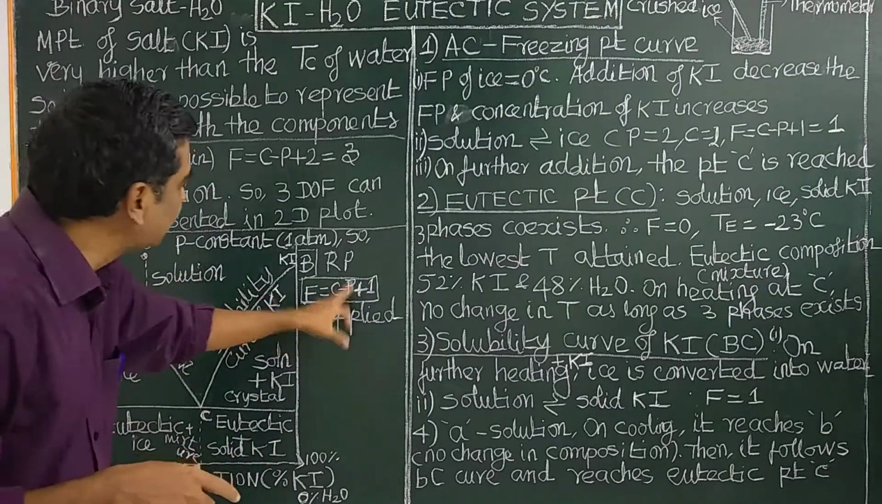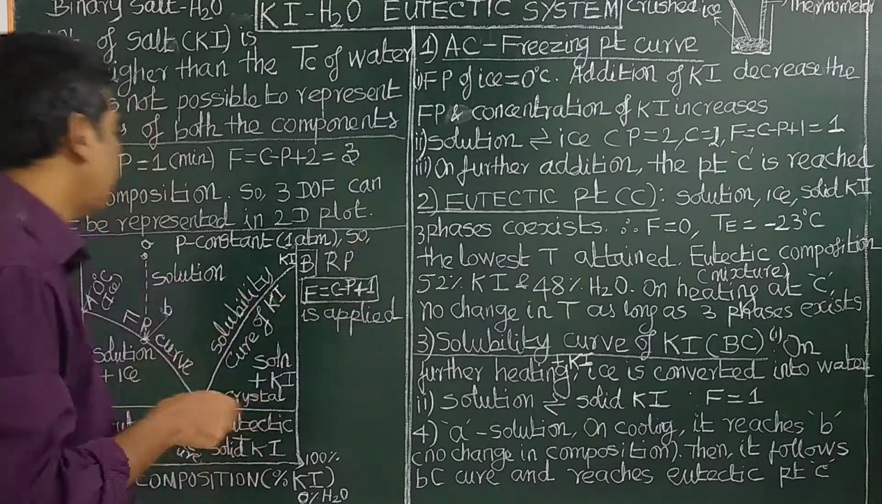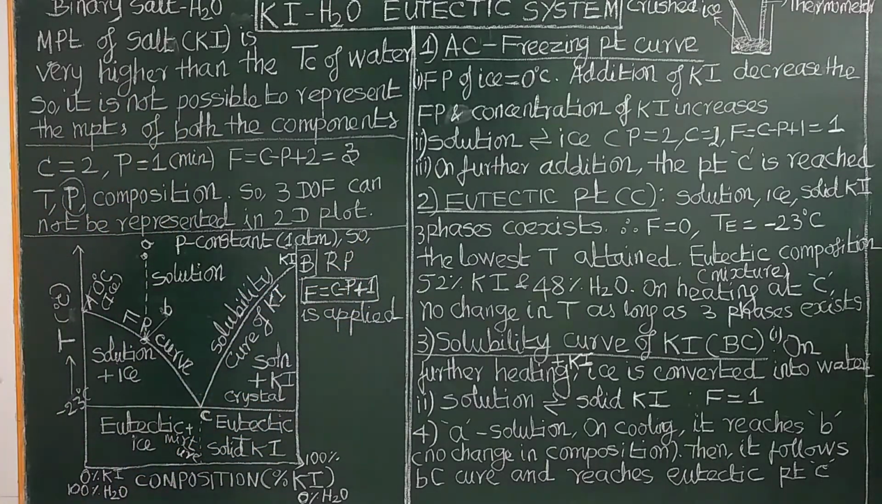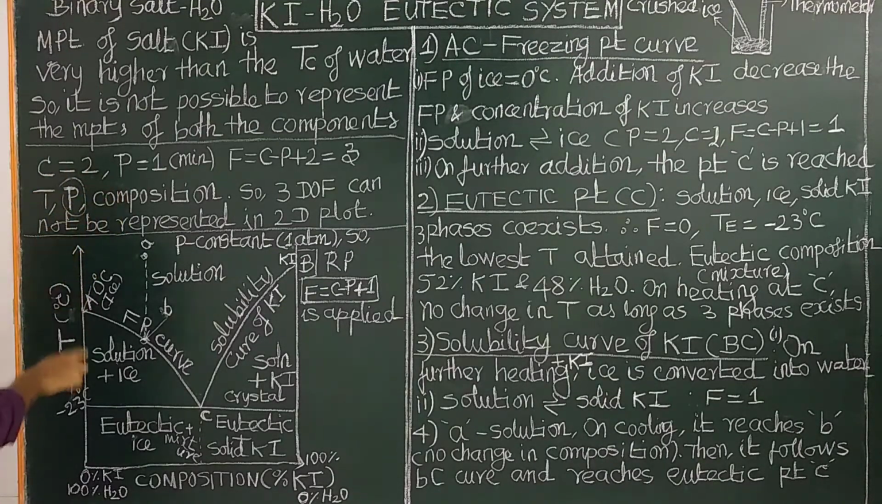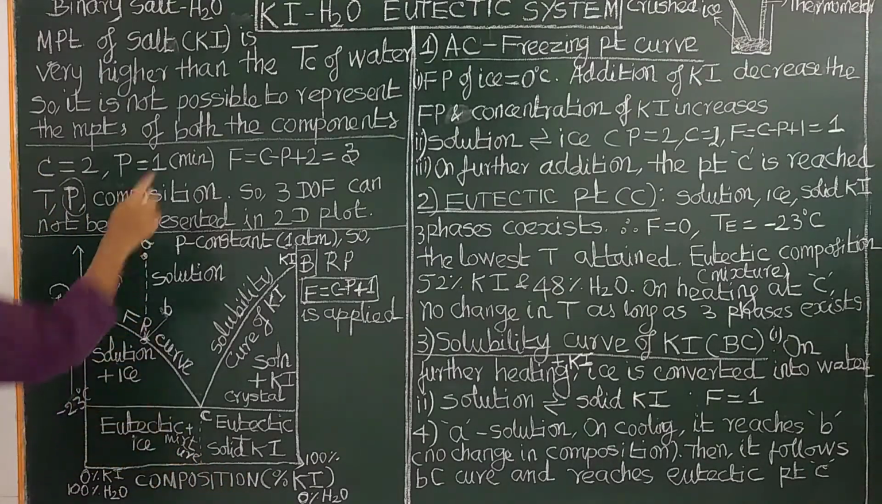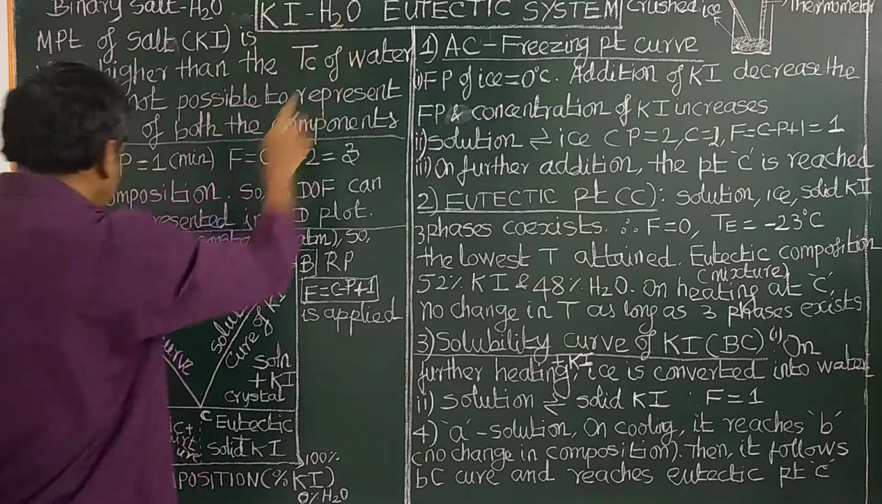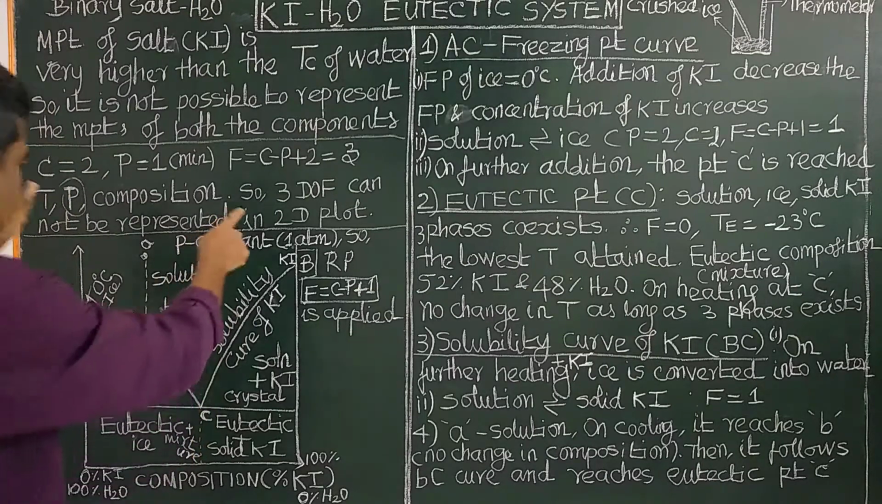F equals C minus P plus 1. Okay, this is called the reduced phase rule. So in this there are 3 degrees of freedom, and pressure is kept constant. Therefore, there are 2 degrees of freedom. There are 2 variables to describe the system. The plot of temperature versus composition or concentration of the potassium iodide water system is called the phase diagram. This is a phase diagram. You first draw the phase diagram.